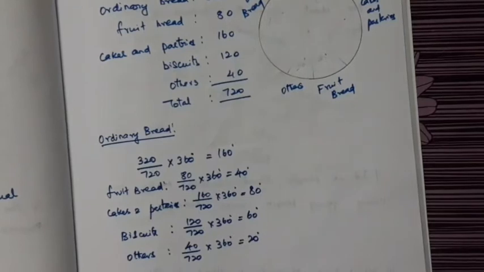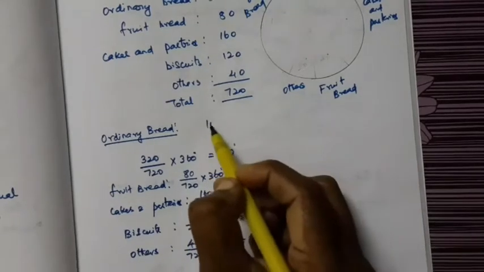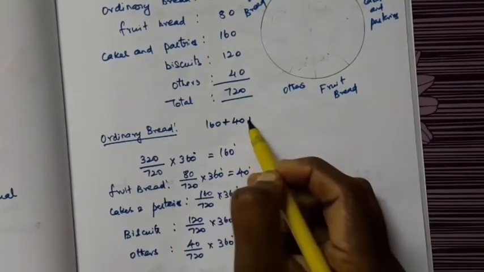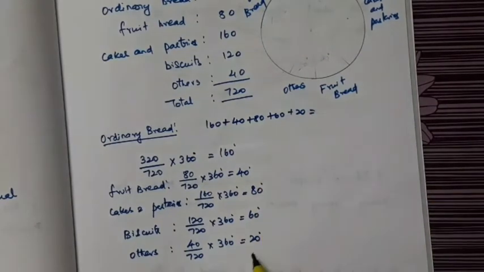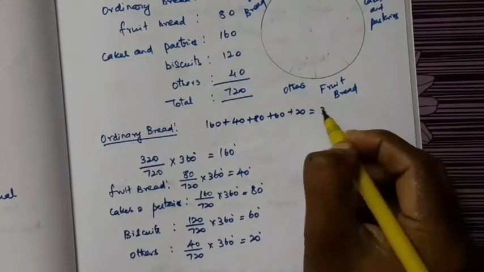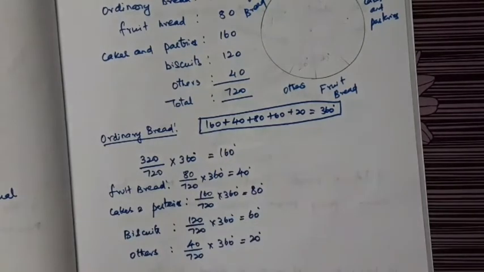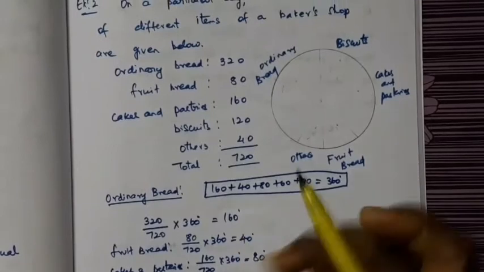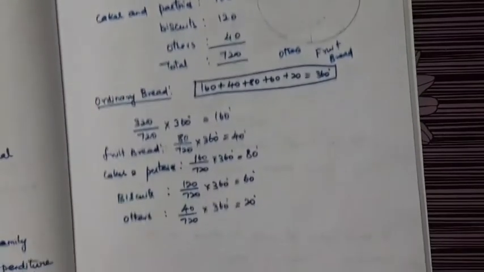So one way of checking whether whatever you have done is correct or not, you just add up all the angles. That is 160 plus 40 plus 80 plus 60 plus 20. If you add it together, it should give 360 degree. Okay, if this is correct, whatever you have done is also correct. So now whatever was given in the question, first we converted into a fraction. From fraction, if you multiply it by 360, you are converting into angles. Now we have converted into angles.